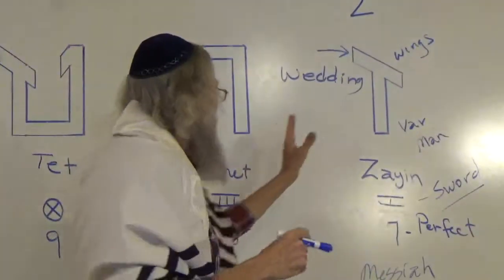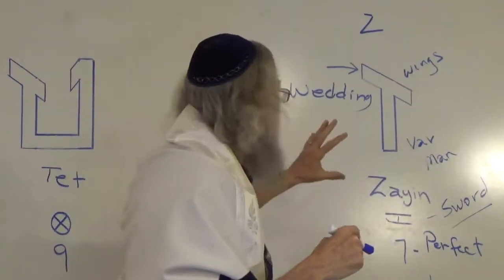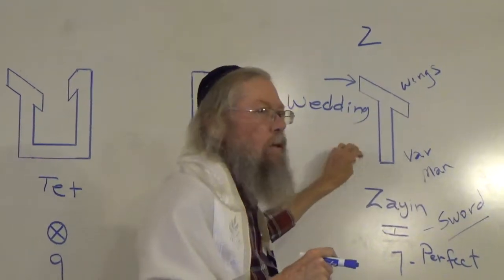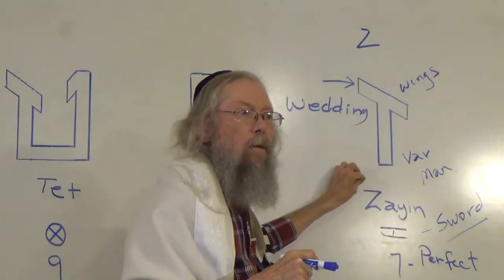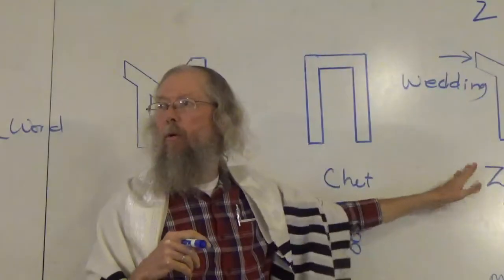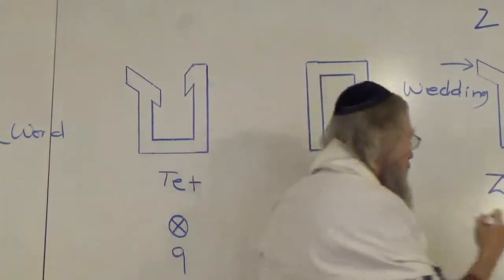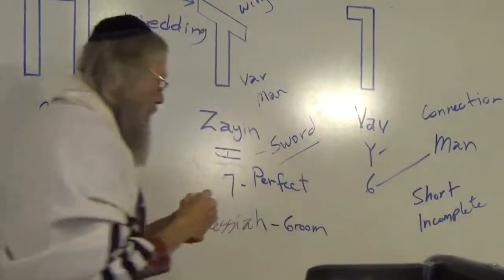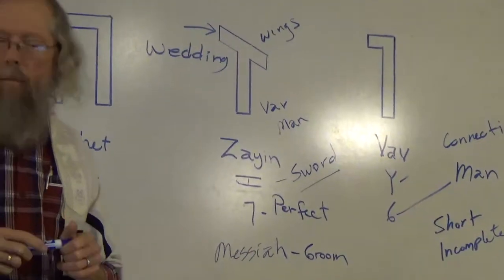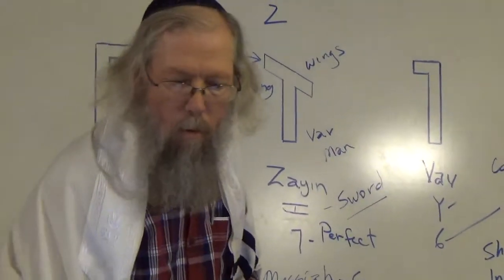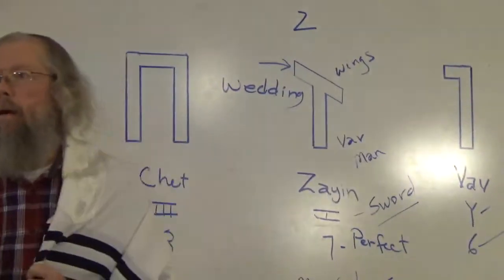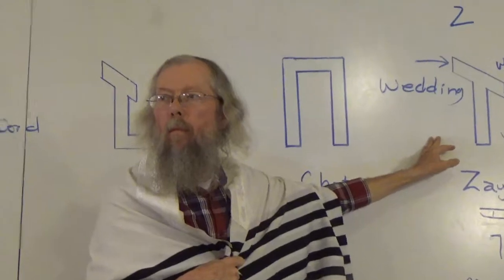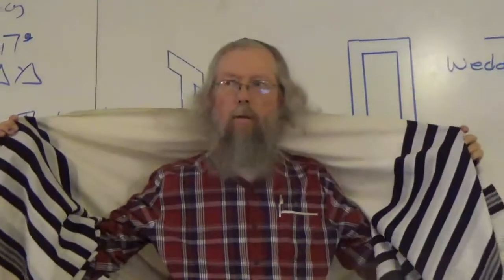So, if the bride has made herself ready, then what does this mean about this? Who is this? The groom. This is the groom. Okay? So Messiah is the groom. He is the winged man. He's the one wearing the talit.